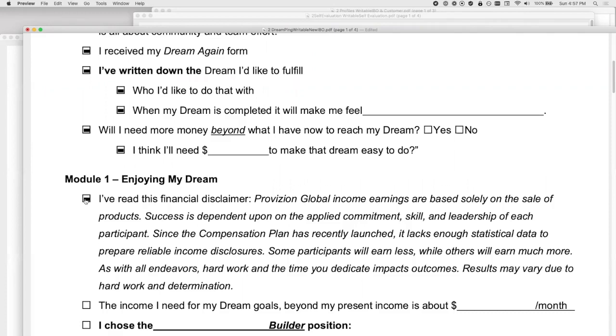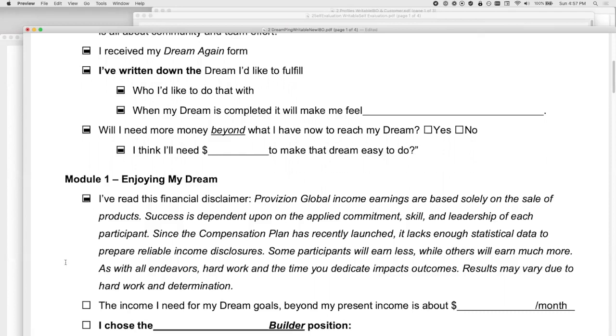This is a disclaimer that we have to read to you, so I'm going to read it out loud right now. Provision Global income earnings are based solely on the sale of products. Success is dependent upon the applied commitment, skill, and leadership of each participant. Since the compensation plan has recently launched, it lacks enough statistical data to compare reliable income disclosures. Some participants will earn less, while others will earn much more. As with all endeavors, hard work and the time you dedicate impacts outcomes. Results may vary due to hard work and determination.